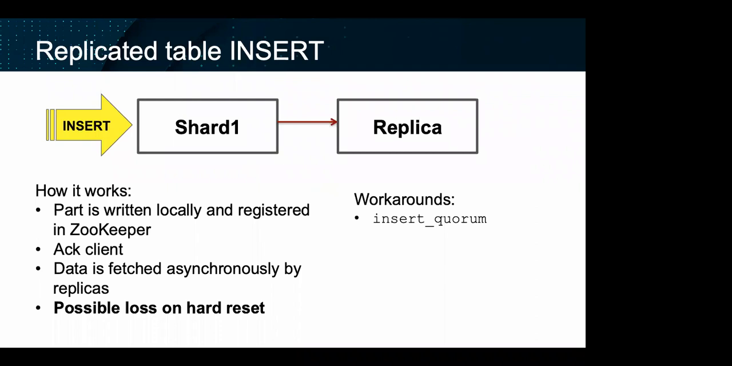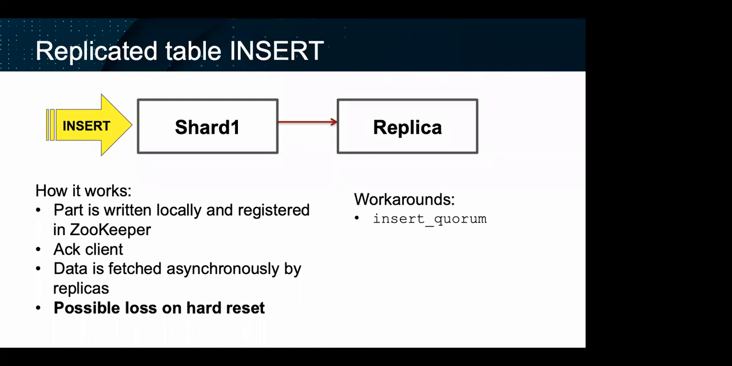Replicated table insert is also not very trivial. When the data is written to the table and the part is written locally, it is registered in Zookeeper. After the part is written locally and registered in Zookeeper, the client gets an acknowledgement that the insert has been successful. And only then is the data fetched asynchronously by the replica or replicas. So if there is a hard reset on shard 1, even with replication, we may have a data loss.